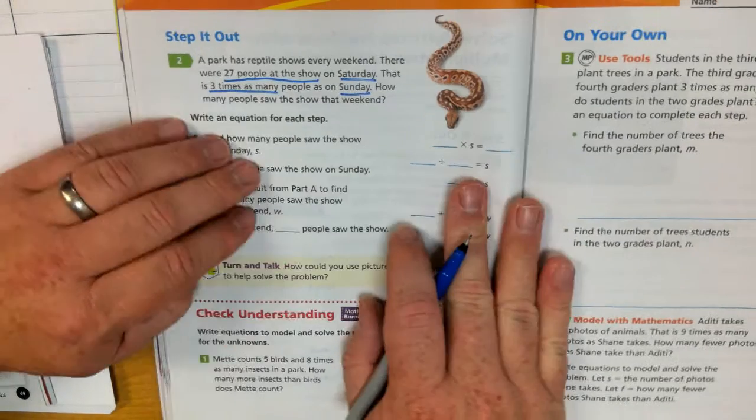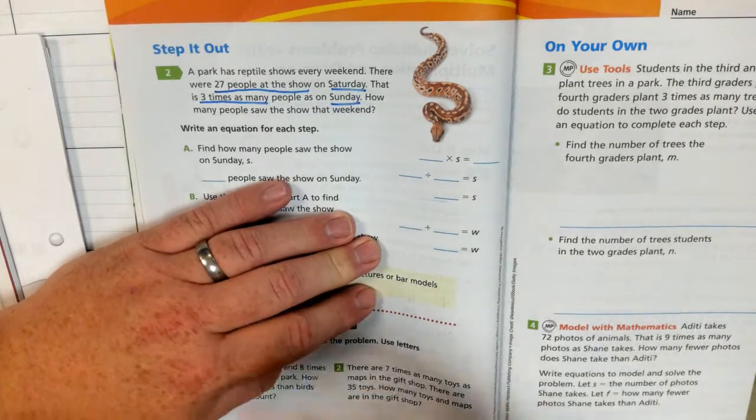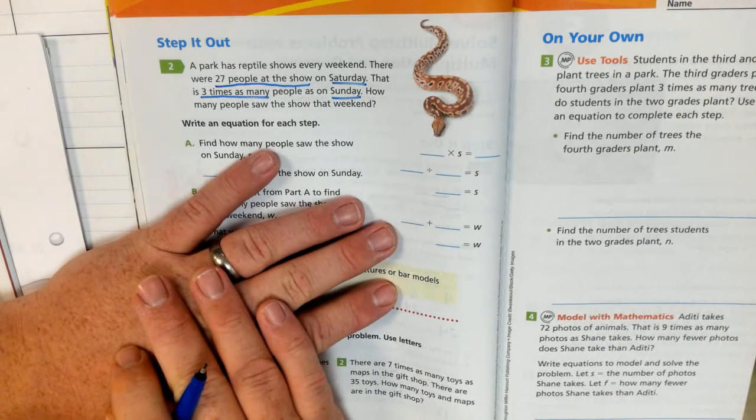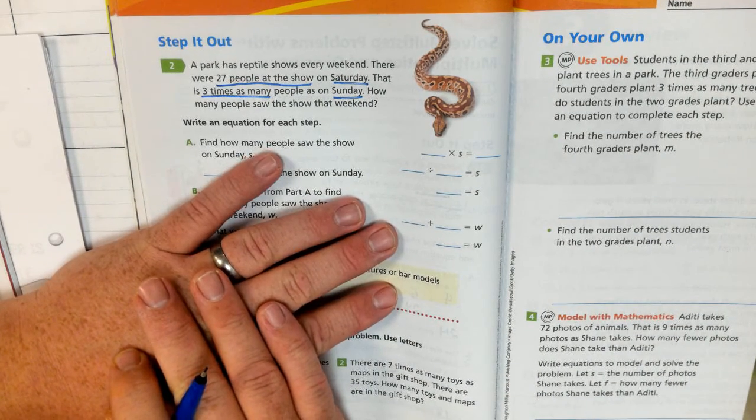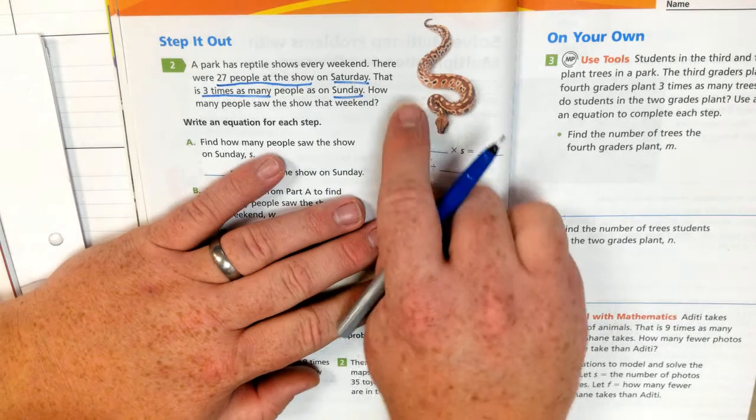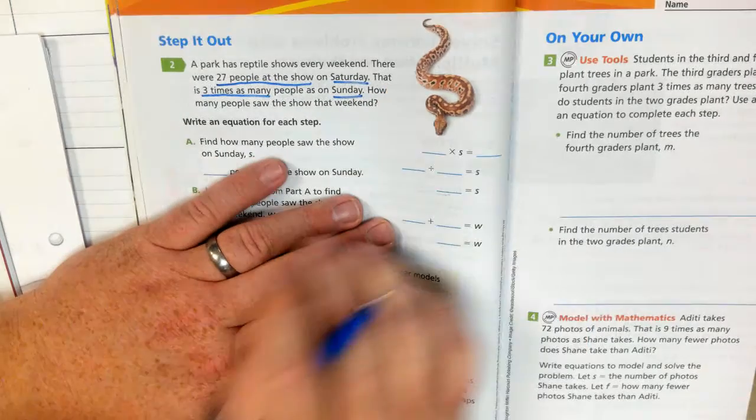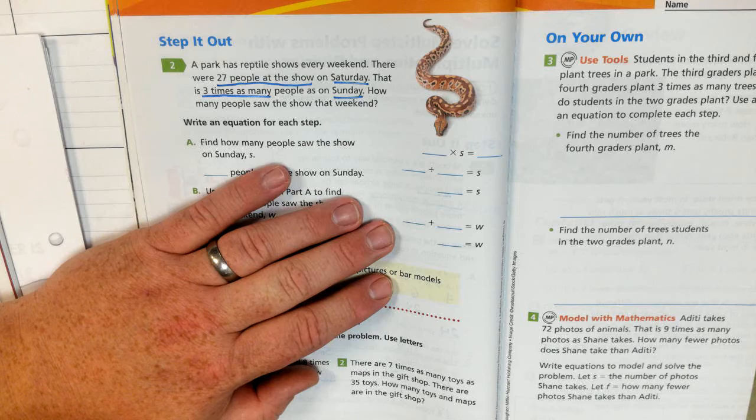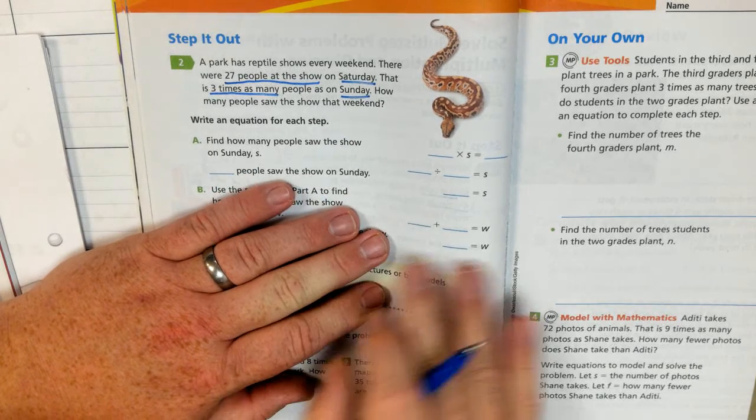Okay, I always start these questions out by asking myself, which show had more people at it, on Saturday or Sunday? Okay, this is telling me that there was 27 people on Saturday, which that number is 3 times as many as on Sunday. So that is the bigger number. Saturday's total is the bigger number.